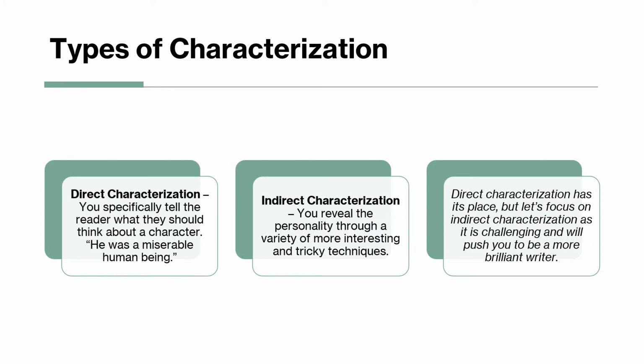Direct characterization. You specifically tell the reader what they should think about a character. He was a miserable human being, for example, or she was wonderful. It's easy because you're giving the adjective to the reader, but it doesn't really give the reader a lot to do. And it doesn't necessarily convince the reader. Why should they believe the narrator?